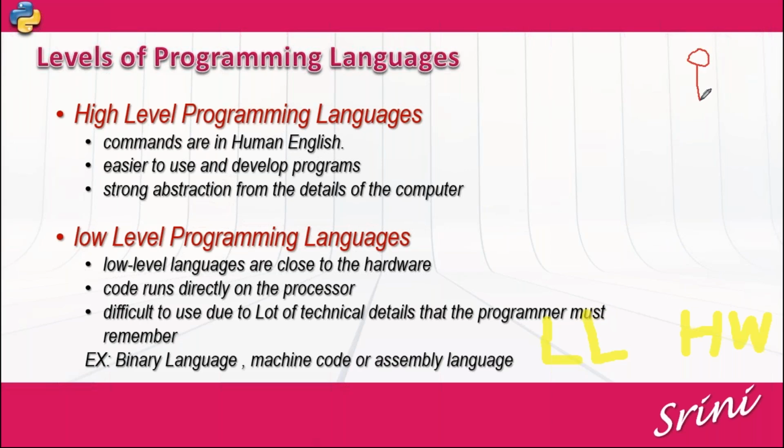It is in human English. High-level code is in human English. The commands given in the high-level programming languages are in human English so that the human being, the programmer, can easily write the programs, write the code. Program is a group of instructions. Easily you can write the programs.